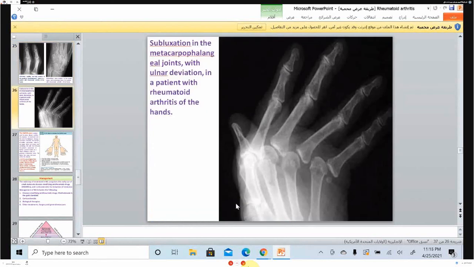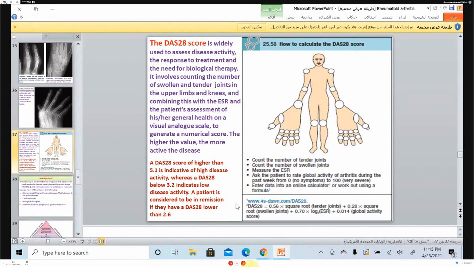Now subluxation in the metacarpophalangeal joints with ulnar deviation in a patient with rheumatoid arthritis of the hand. Then subluxation in the metacarpophalangeal joints. Here is what we call the DAS 28 score. We said how we calculate the DAS. It is widely used to assess disease activity. We see the disease activity and the response to treatment and the need for biological therapy, meaning we determine whether we need biological therapy or not.